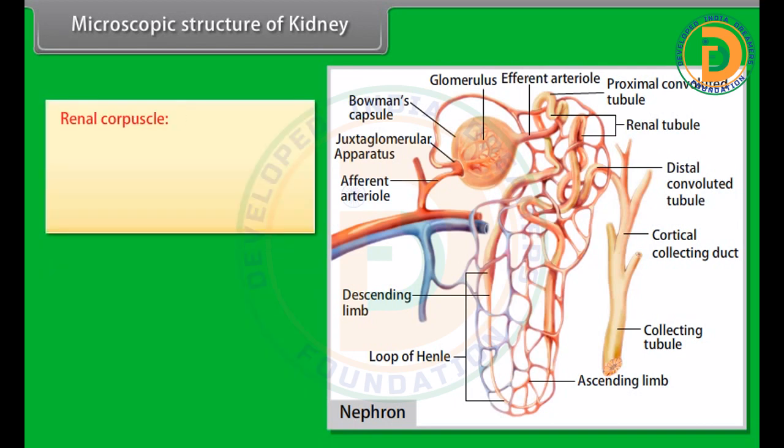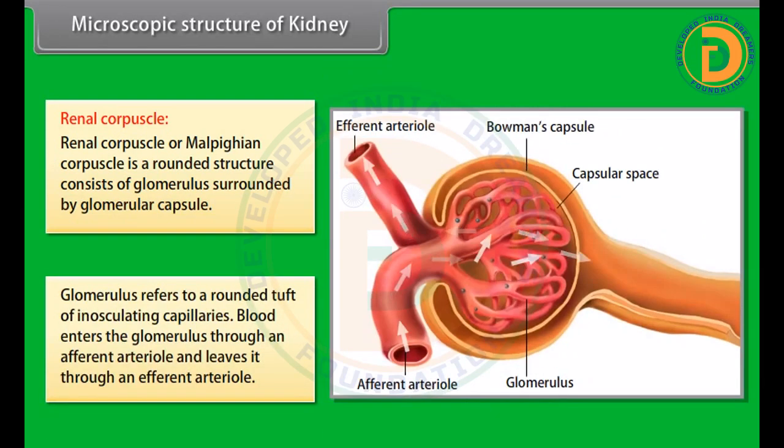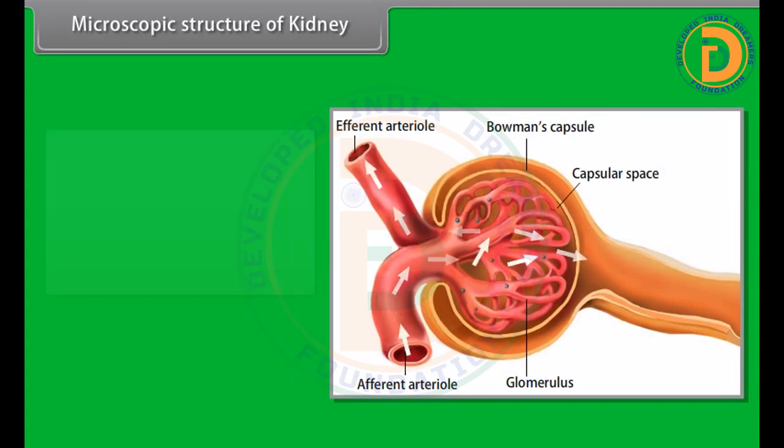Renal corpuscle. Renal corpuscle or Malpighian corpuscle is a rounded structure, consists of glomerulus surrounded by glomerular capsule. Glomerulus refers to a rounded tuft of inosculating capillaries. Blood enters the glomerulus through an afferent arteriole and leaves it through an efferent arteriole.